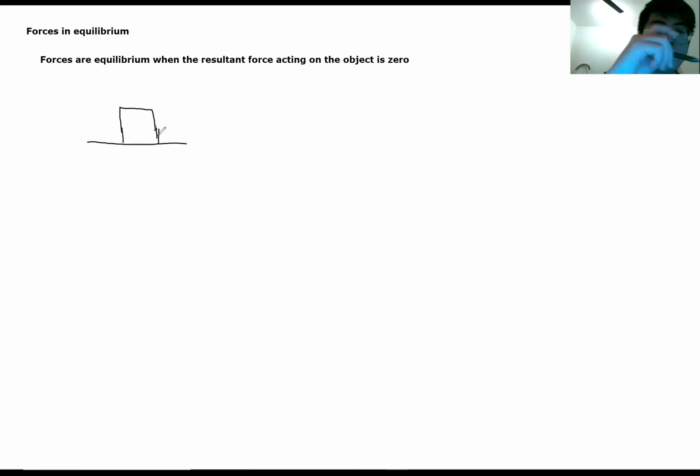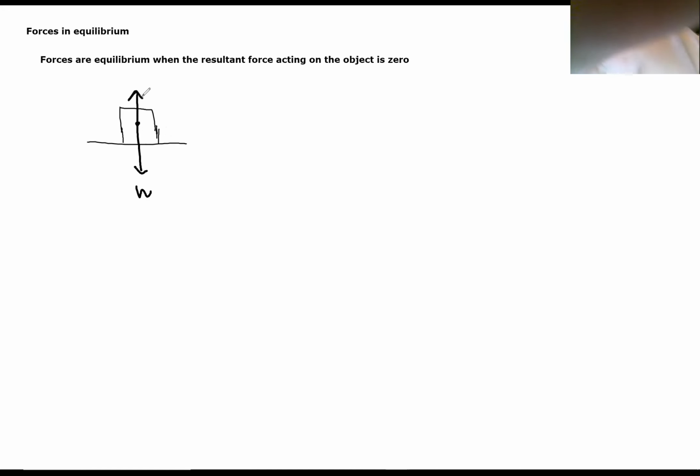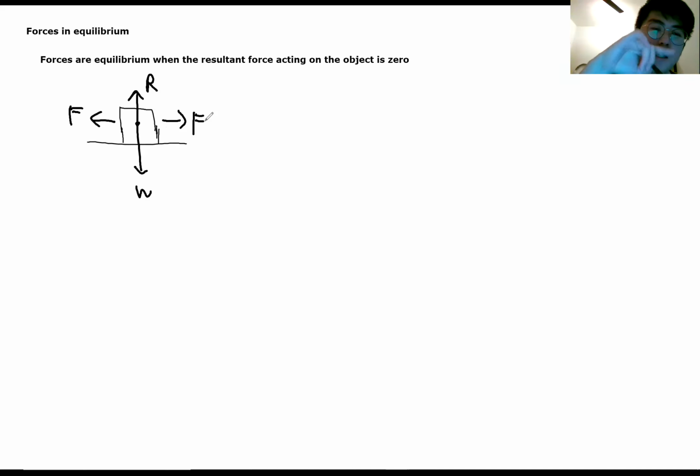Okay, so if I ask you to label all the forces acting on this object, you label weight, cannot escape from weight. Since you have a surface, you have reaction pointing out of the surface, perpendicular to the surface, right? And then maybe you have a pulling force over here, and a pulling force over here. All of these have to be the same magnitude so that there is no net force.